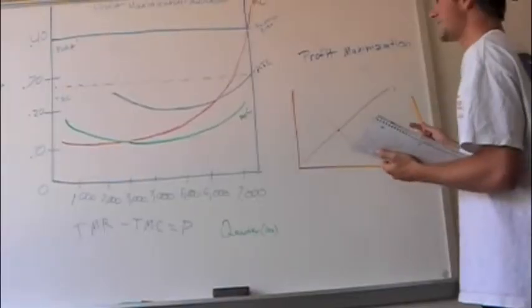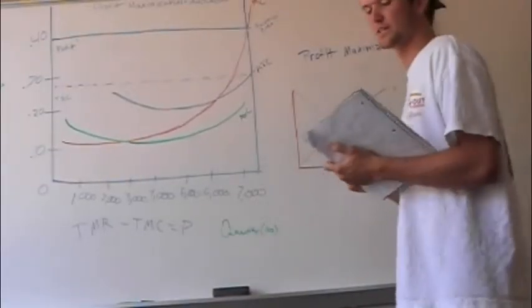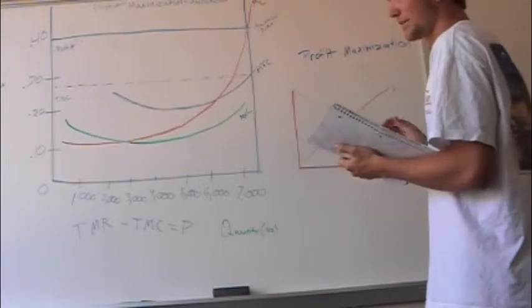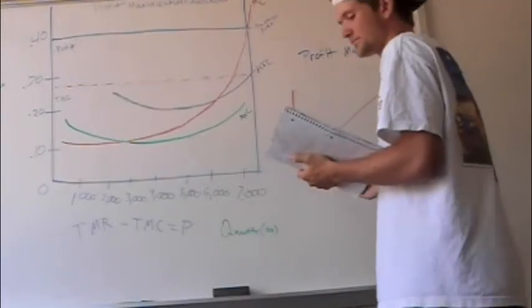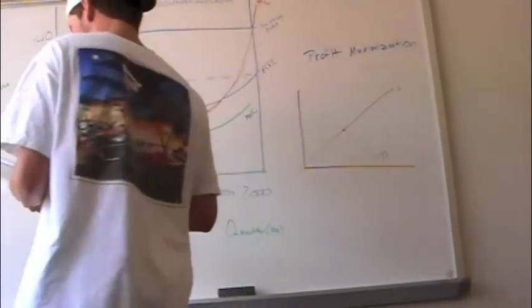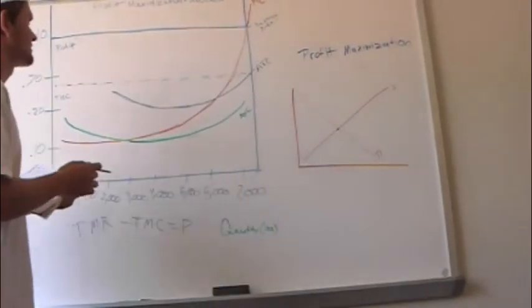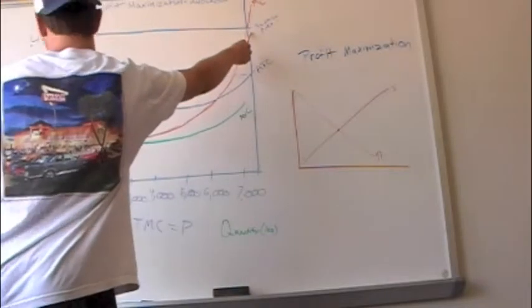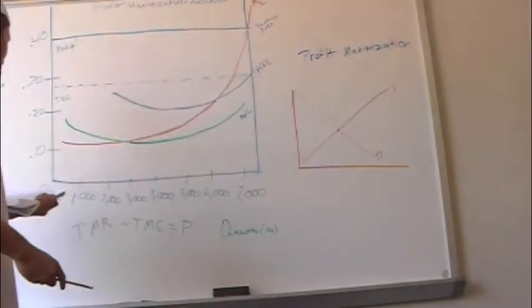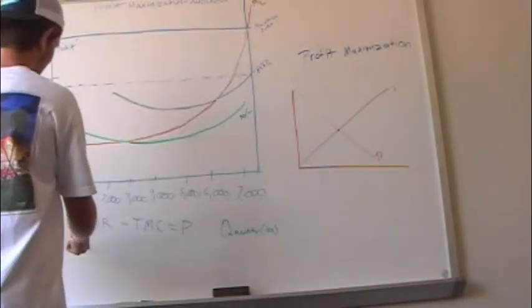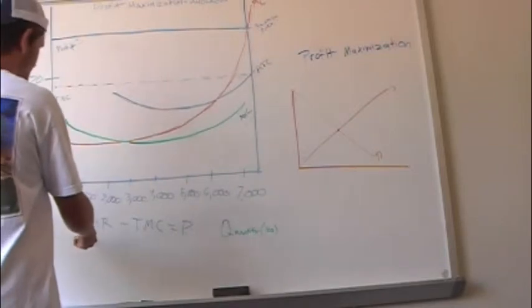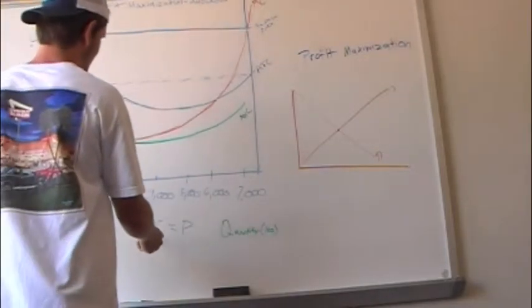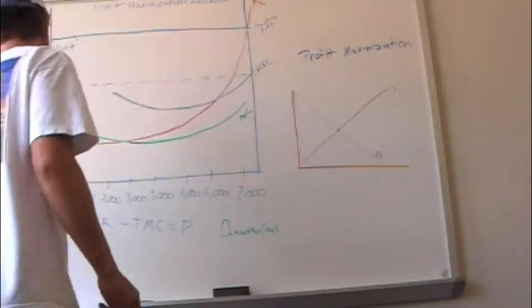For profit maximization, that is the process by which the firm determines the price and output level that returns the greatest profit. To maximize profit, the firm will have to operate where the marginal revenue line crosses the marginal cost curve. And you get the profit by the total marginal revenue minus the total marginal cost, which equals profit.